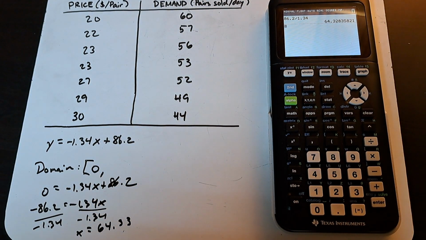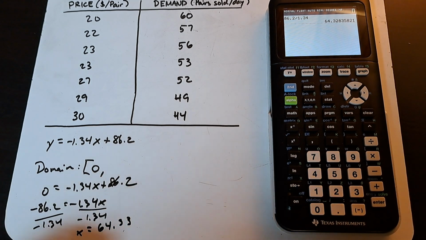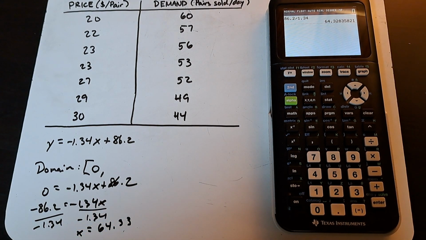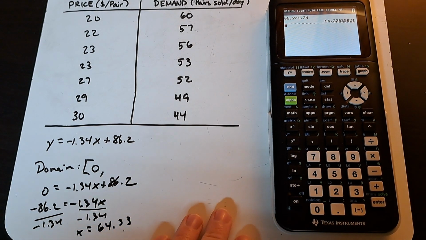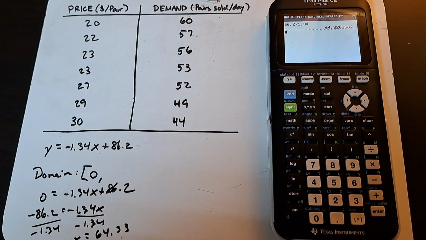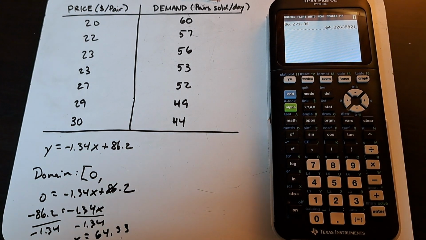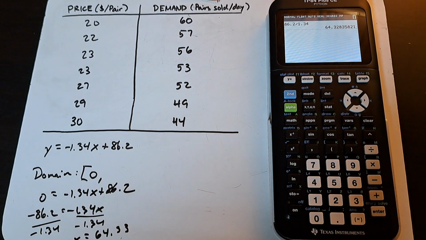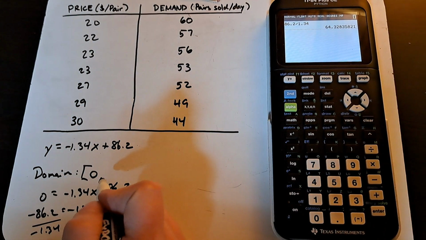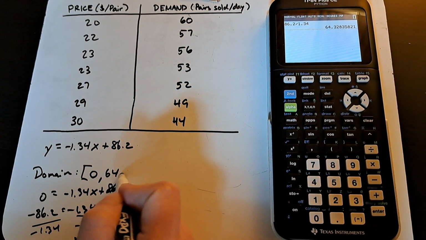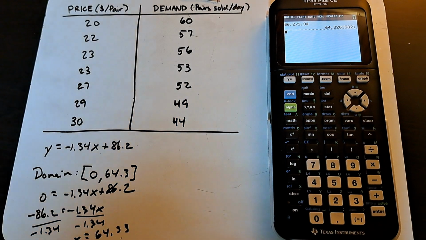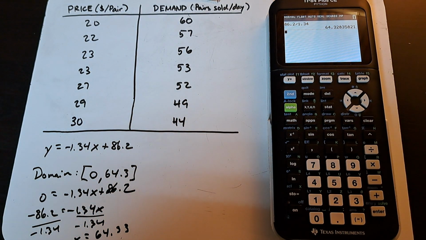So at about $64 is when the demand for this price is going to be at 0. And this problem's a little outdated, so unfortunately prices have gone up a lot. But in this hypothetical situation, what it's saying is if the price of this pair of jeans is a little over $60, that the demand is going to be equal to 0. And so we can look at our domain here as being between 0 and $64.3.